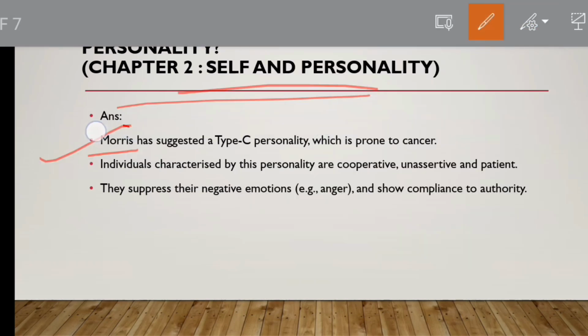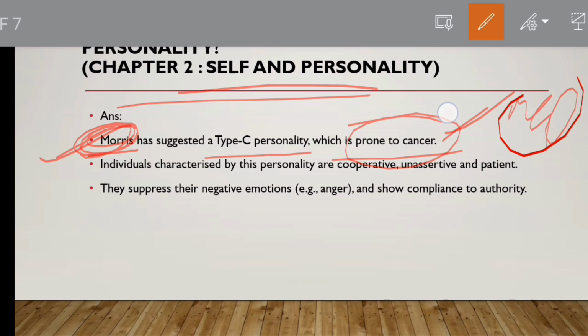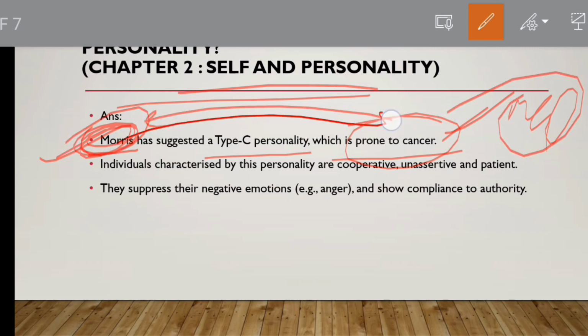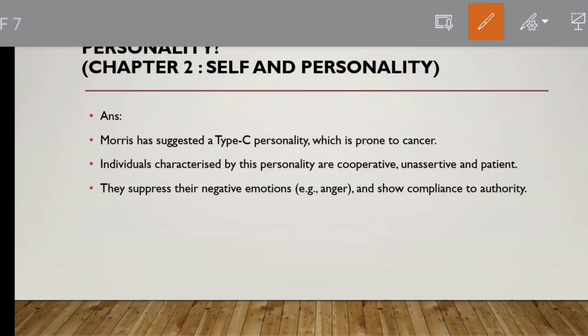That is Morris. Remembering the name is very important, quoting the name is very important. Morris has suggested a type C personality which is prone to cancer. This can also be included in your MCQ questions. Who has suggested it? Morris, and it is prone to cancer. Individuals characterized by this personality are cooperative, unassertive, and patient. So what are people characterized by this personality? They are cooperative, they are unassertive, and they are patient. They suppress their negative emotions, that is anger, and show compliance to authority.